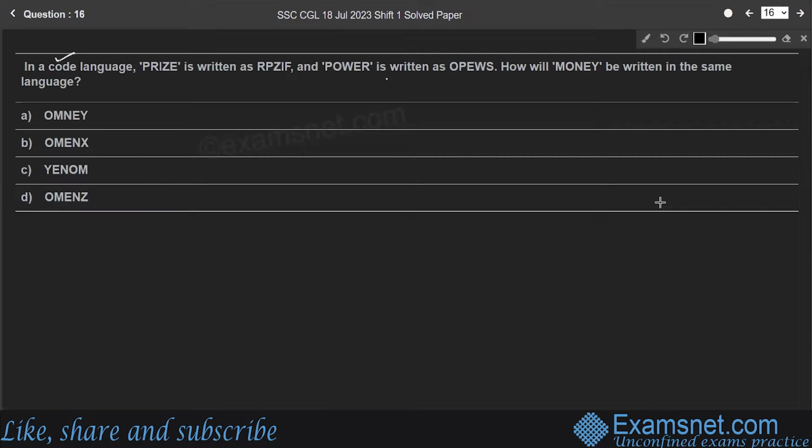Question 16. In a code language, price is written as RPZIF, power is written as OPEWS. How will money be written in the same language? Consider the first word, PRIZE. Here P is coded as R. So just interchange P and R to get the code. P is coded as R, whereas R is coded as P. Whereas I and Z interchange their positions. So I is coded as Z, Z is coded as I.